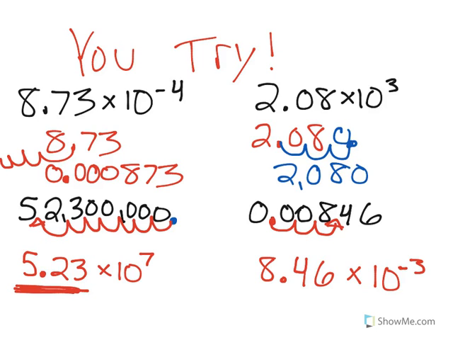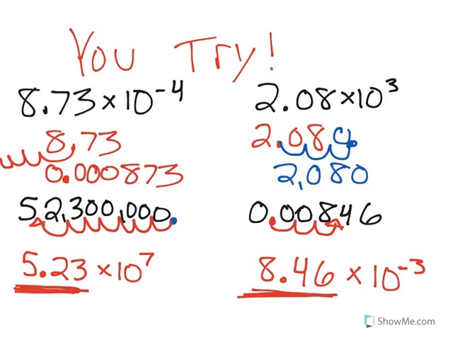Now for the one on the bottom right, our last example, our scientific notation number is 8.46, but our original number was really small, something between 0 and 1. So it means we needed to get a lot smaller, and we counted it was 3 spaces it needed to move. Since it needs to get smaller by 3 spaces, this is times 10 to the negative 3 power.